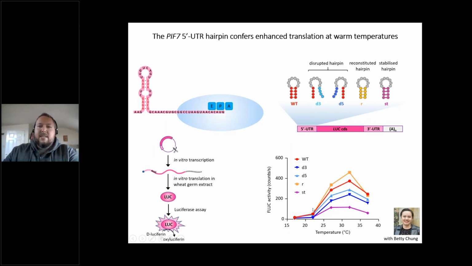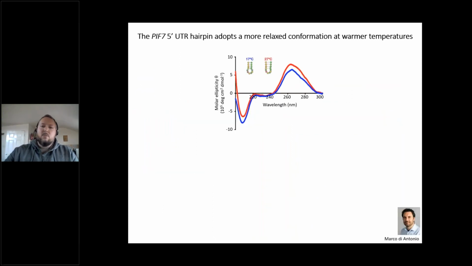At this point, we then decided to do some more biophysical characterization to make really sure that the sequence is actually capable of forming the hairpin. And to this end, we teamed up with Marco Di Antonio, who is now at Imperial College London. And the first experiment Marco did was to use CD spectroscopy to characterize our hairpin at 17 and 27 degrees.